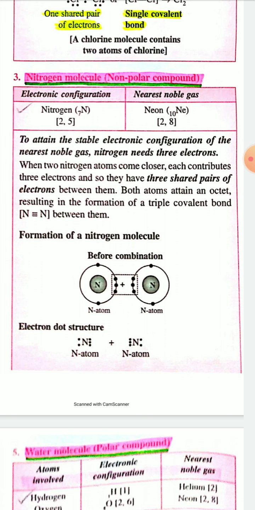Thus, when two nitrogen atoms come closer, each contributes 3 electrons, so they have 3 shared pairs of electrons. In the nitrogen molecule, both nitrogen atoms share 3 electrons to form 3 shared pairs of electrons, and then both atoms attain an octet, resulting in the formation of a triple covalent bond, that is N triple bond N, between both the nitrogen atoms.